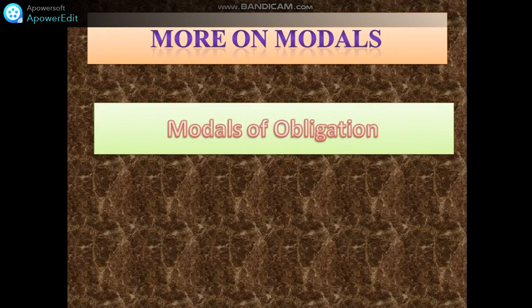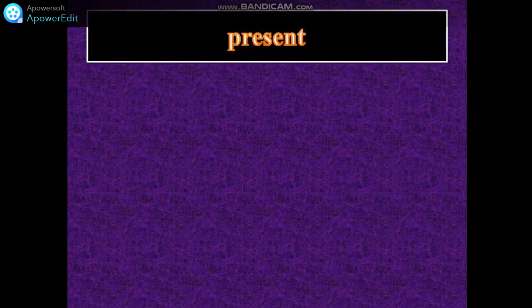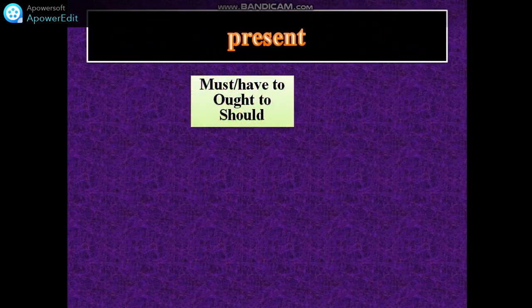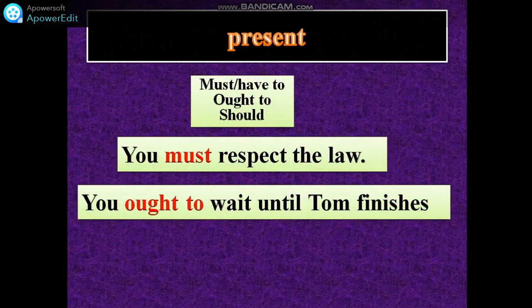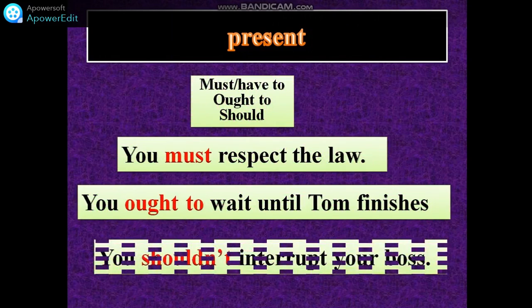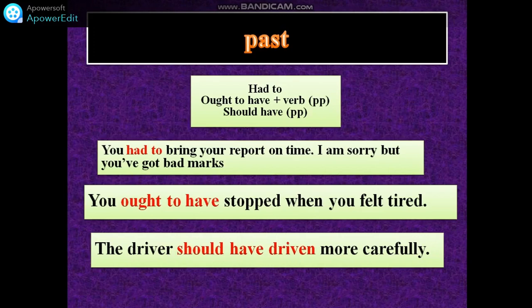More on modals. Modals of obligation. Let's see. The present and the past. In the present, we express obligation with must, have to, ought to, or should. For example, you must respect the law. You ought to wait until Tom finishes. You shouldn't interrupt your boss. So here, you should not interrupt your boss. It's not good. So it's not acceptable. All right, let's move.